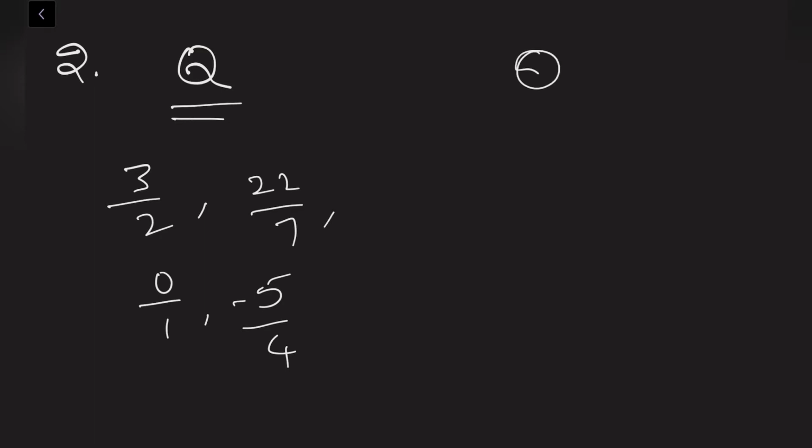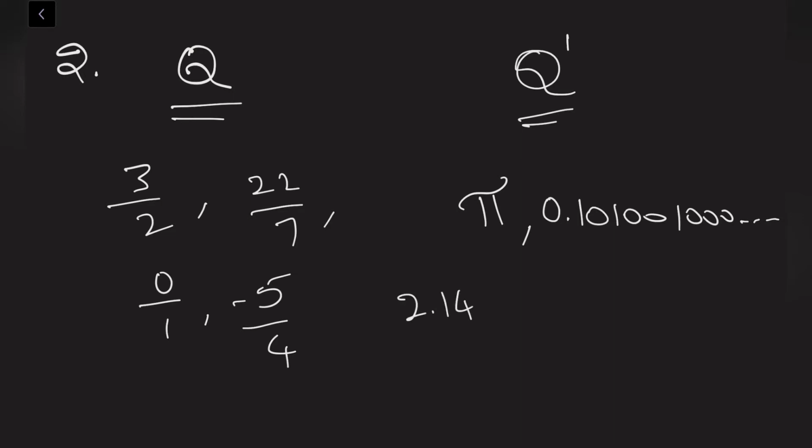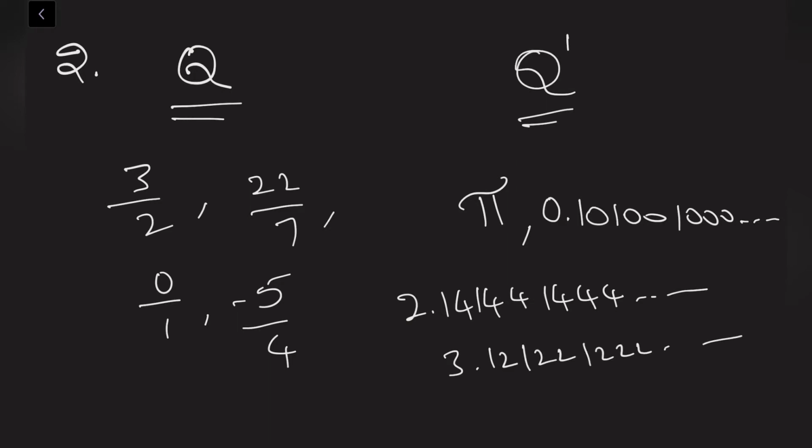Now let us check for irrational numbers then. Pi is an irrational number. Next, 0.10100100 and so on, irrational number. 2.14144144 and so on, irrational number. Next, 3.12122122 and so on, irrational numbers. Because in these 3 examples, if you observe clearly, they are neither terminating nor repeating type of decimal. So that's why those are irrational numbers.